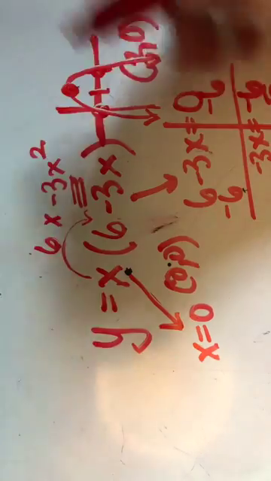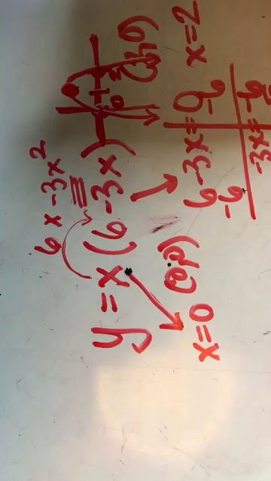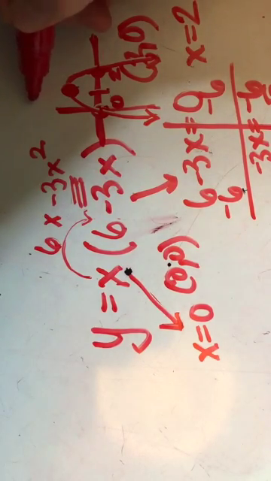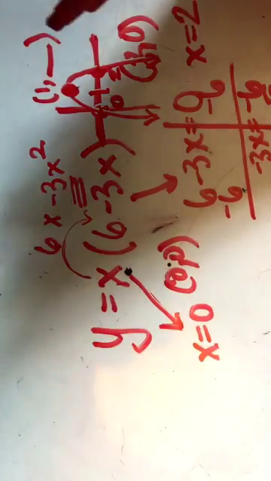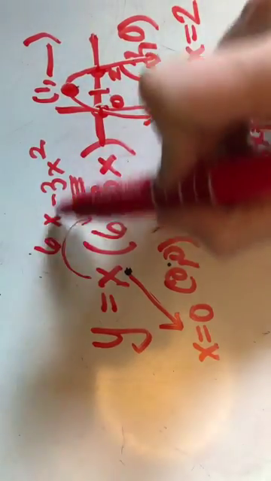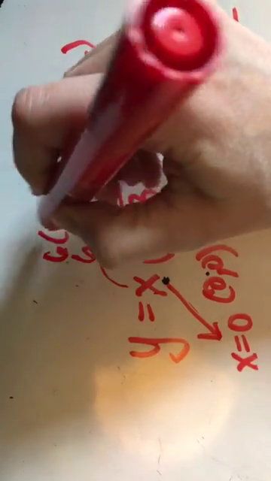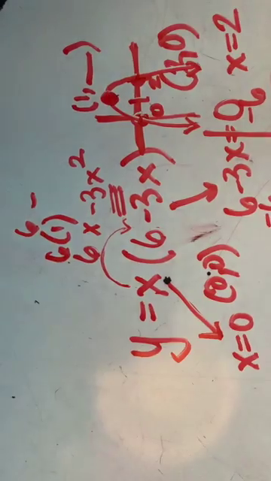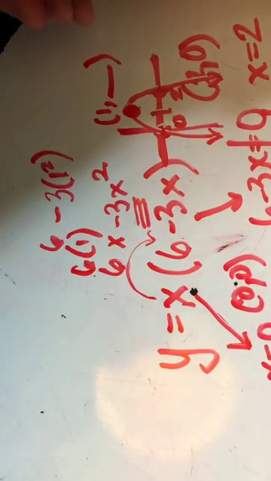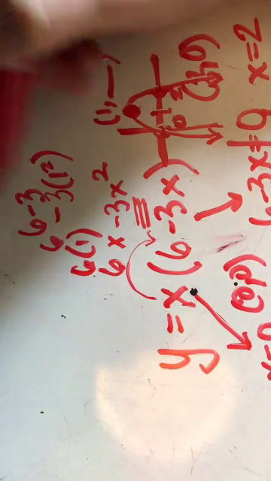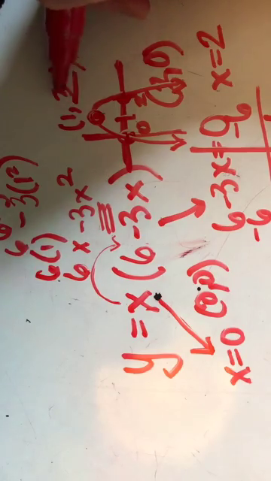Well, we know the maximum occurs exactly halfway between, in this case, 0 and 2, which means it's at 1. So if I plug 1 in, I can actually find out what it's going to be. So I'm going to plug it into this one. So 6 times 1, which is your 6, minus 3, and then 1 squared is just 1, right? So I'm going to get 6 minus 3, which means it would be at 3. So there's my maximum, 1, 3.